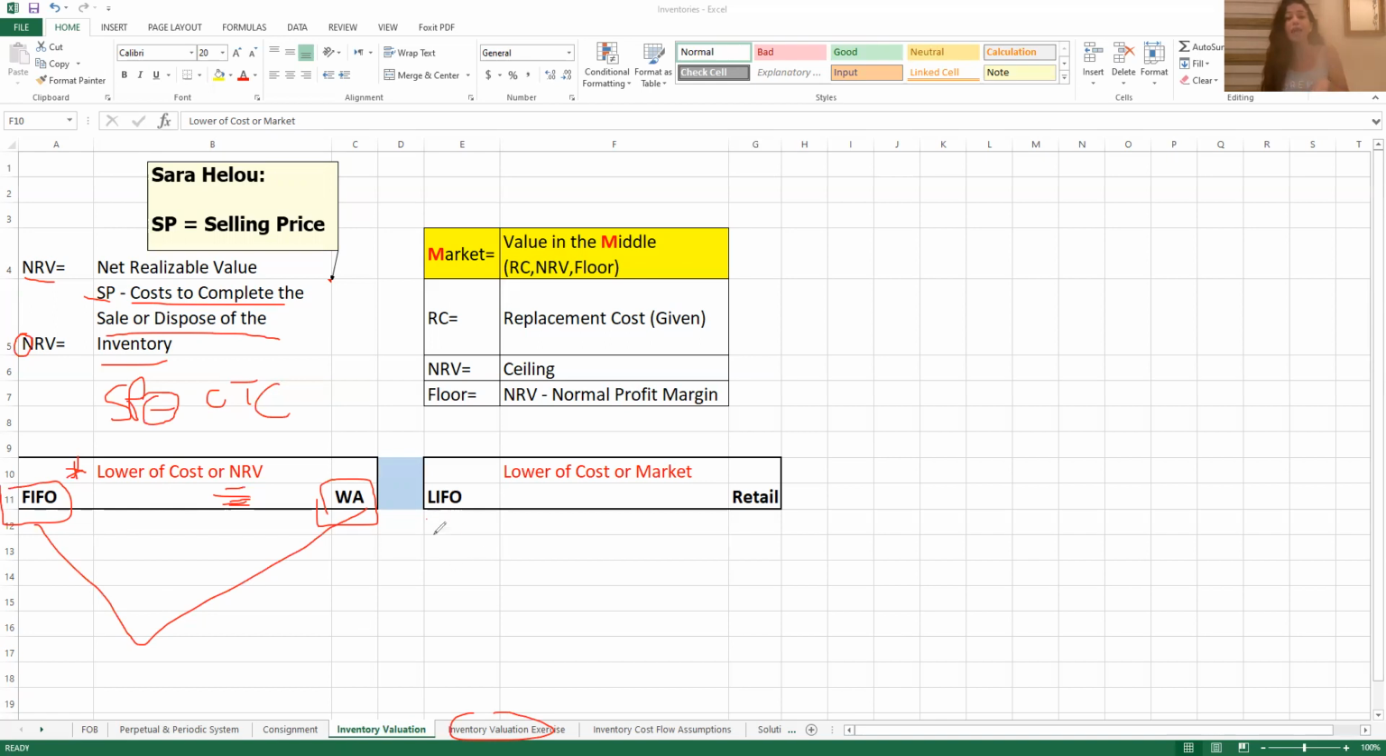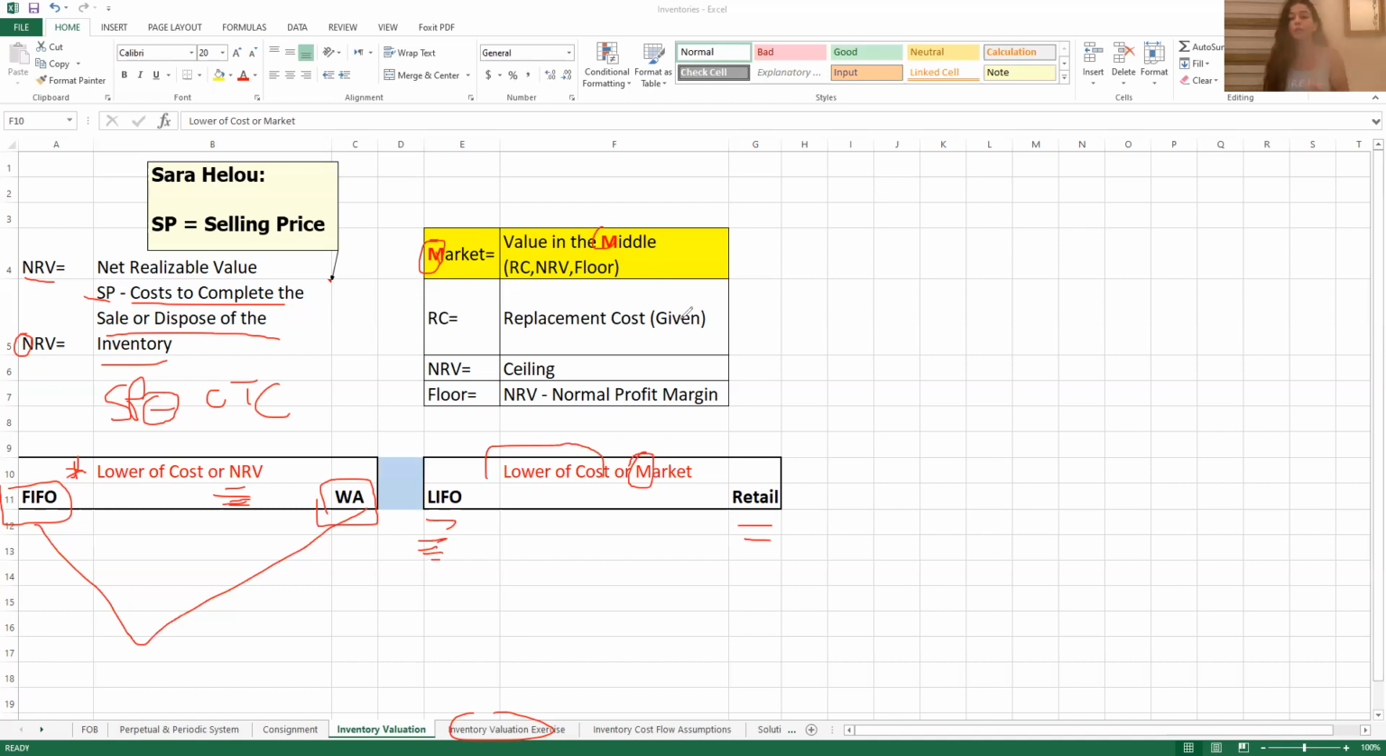If you are using LIFO, last in, first out, which is prohibited, by the way, under IFRS, or the retail method, then the inventory evaluation is based on the lower of cost or market. When I say market, that's the value in the middle. So remember, market is the value in the middle.